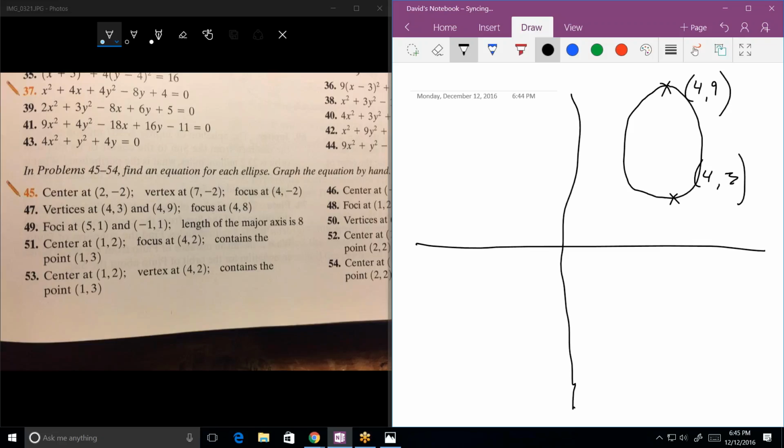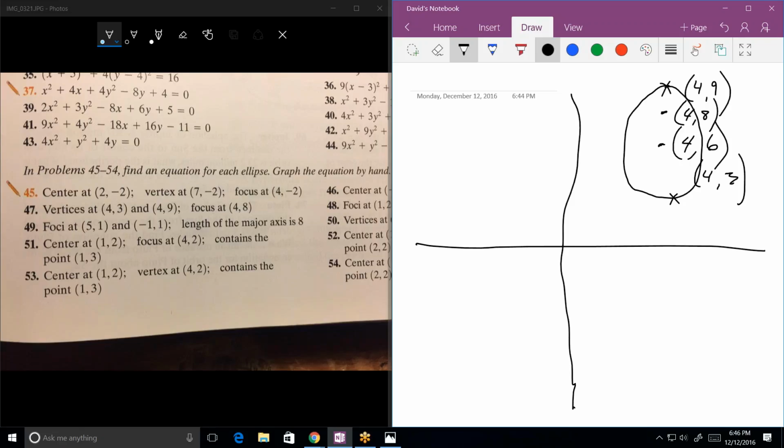Okay. Where's the center? Well, we don't know it yet, but yeah, we do. It would be at 4, comma, halfway in between 9 and 3. It would be 6. Okay, and then we also know the foci. They give us those, (4, 8). And that's all we're going to need to come up with the equation.